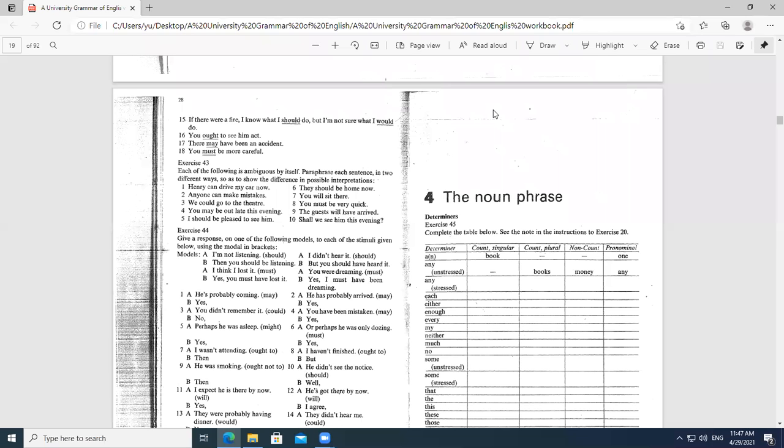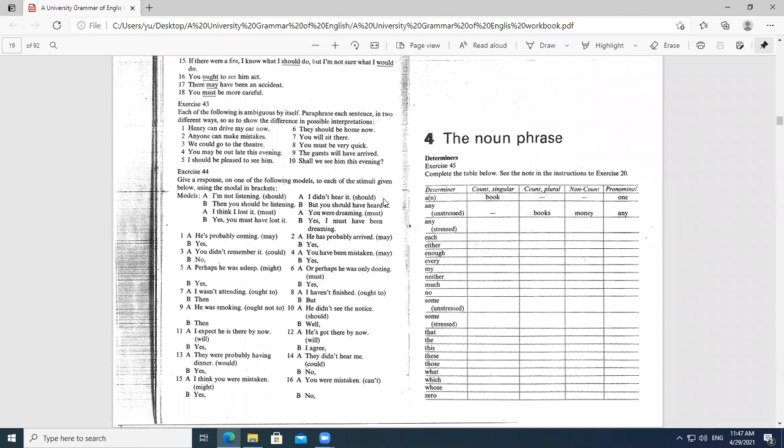Here we start the workbook. Last time we finished the first exercise in the book, where we took the rules and so on. So today we'll do the exercises in the workbook.